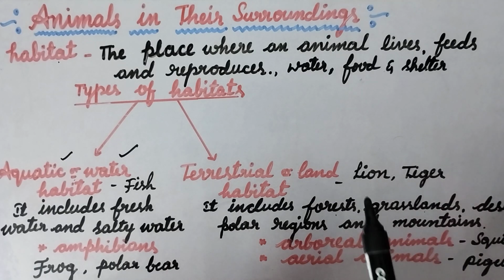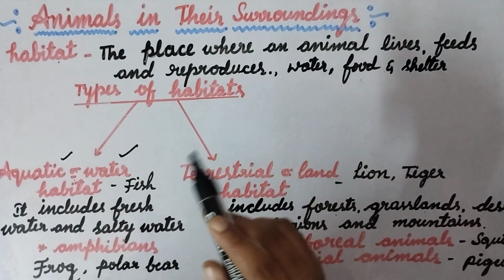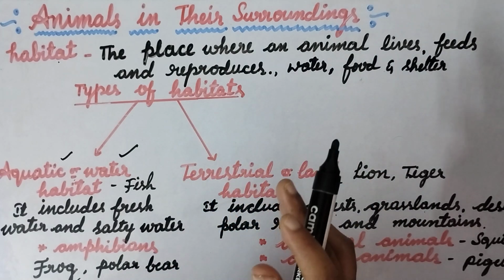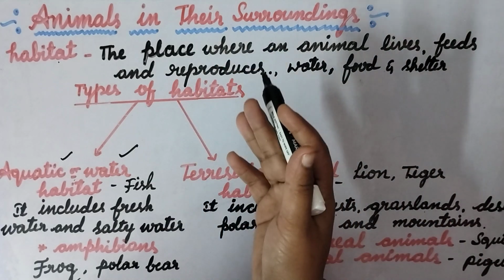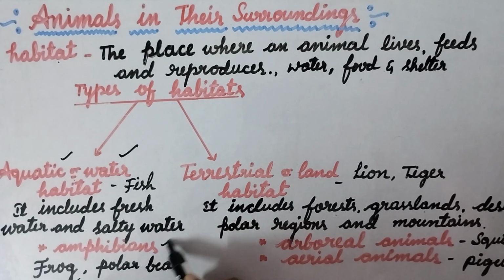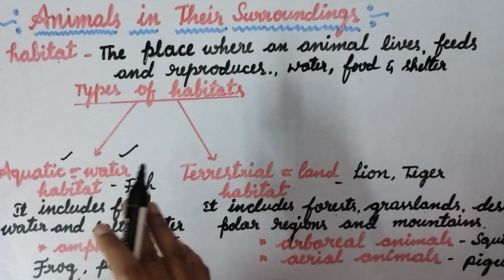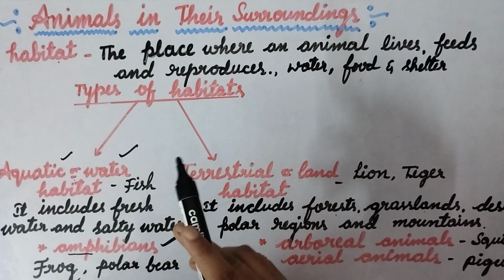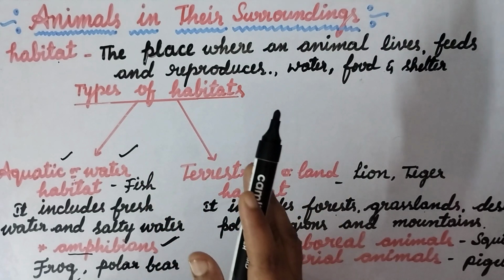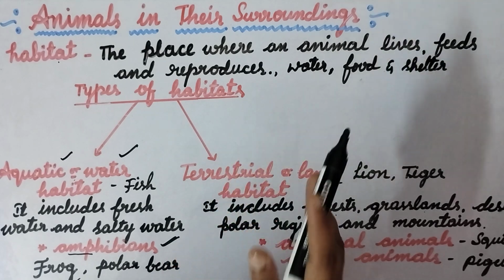Some animals, for example the frog, can live both on land as well as in water. They are called amphibians. What is the meaning of amphibian? Amphi means both. They live both on land as well as in water, and we call them amphibians.